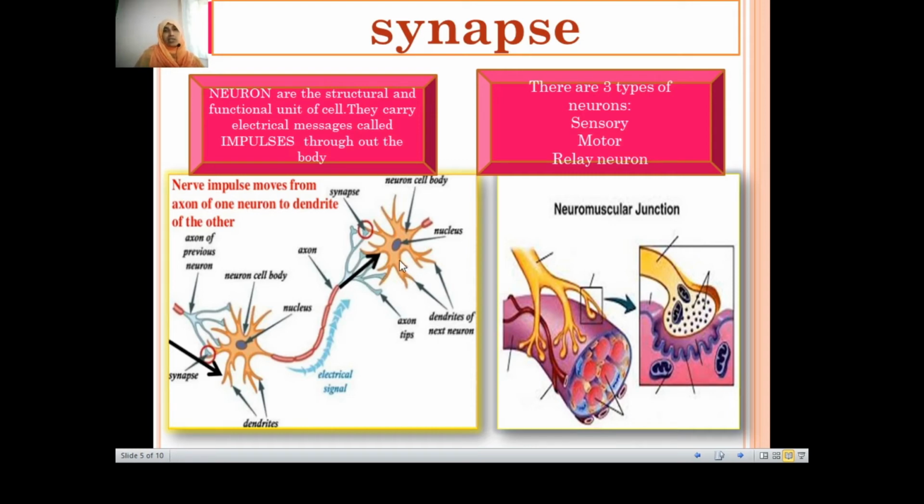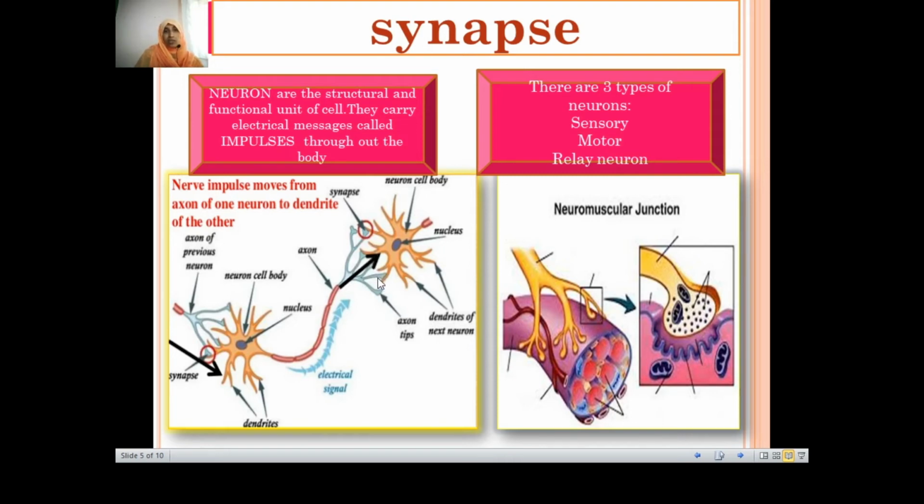So what it does is it receives the signal from where? The nerve ending. This meeting of two neurons, at the point where the nerve endings meet the dendrites, is called a synapse. And there is a space in between these two.